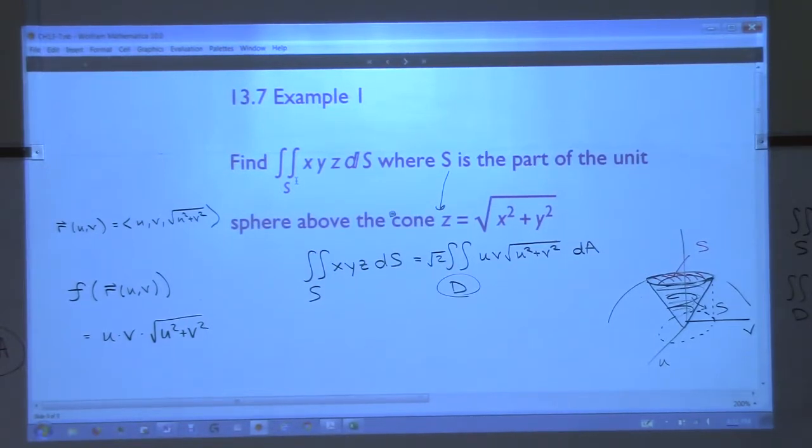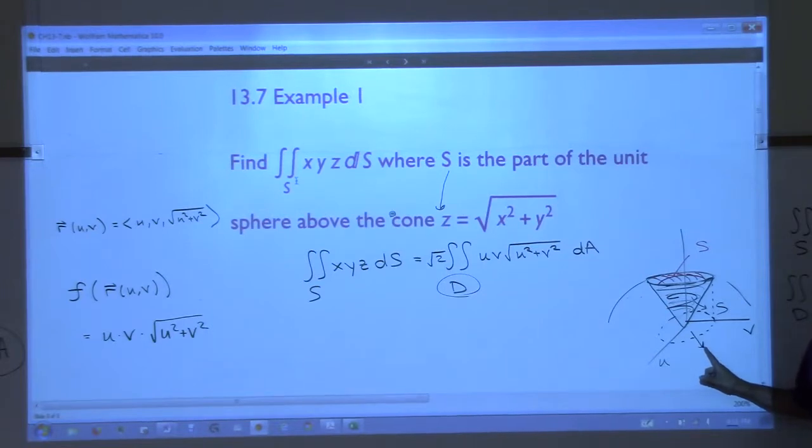to what? This on the ground is not a nice Cartesian region, so you're going to have to go to polar. We're going to use R and theta. Sure, we'll use R and theta. So we'll replace U with R cosine theta, and we'll replace V with R sine theta. And then we'll have a good way of defining this.